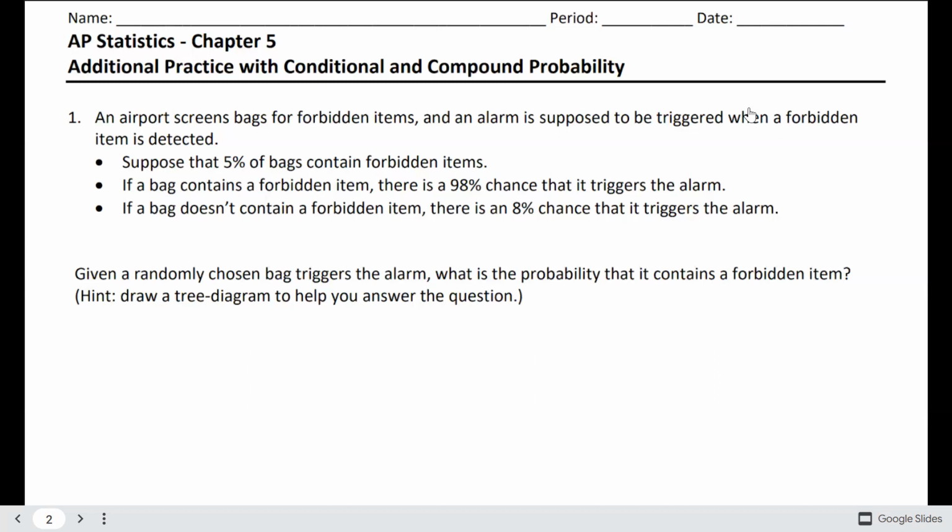What is it for? You have a forbidden item and it sets off the alarm. What do we get there? 0.049. This again is the probability that you have something forbidden and it sets off the alarm. Oh, sorry, I wrote that in the wrong spot. My apologies. Let me get it in the right spot. It should be up at the top.